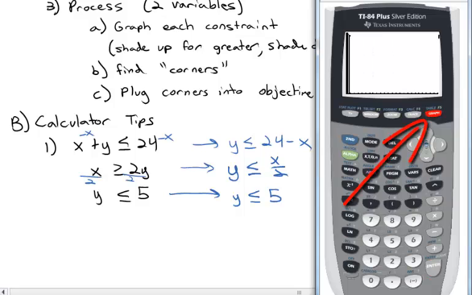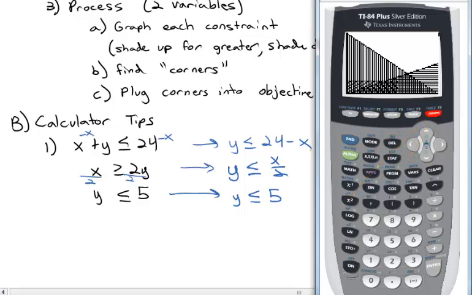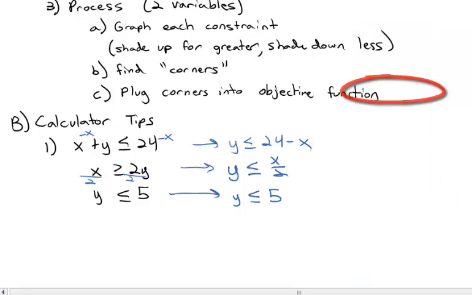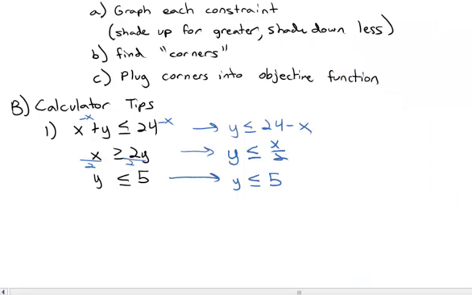Hit the graph button, and there's the first line, 24 minus x. Here is the second line, x over 2. And here's the third line, y is less than 5. Now what takes a little bit of looking at as we look at this graph is we want to find the double shaded area where everything overlaps. You see that's kind of the bottom center area. So I'm going to draw a picture of this graph.